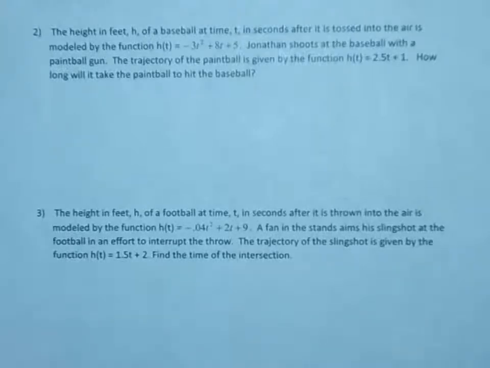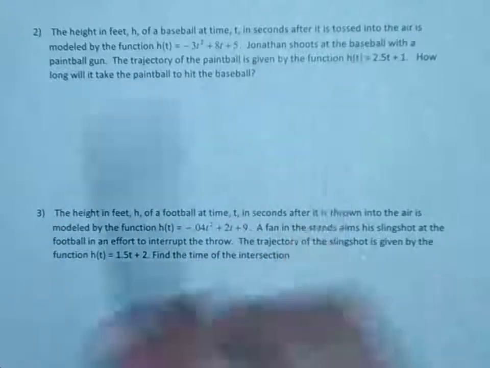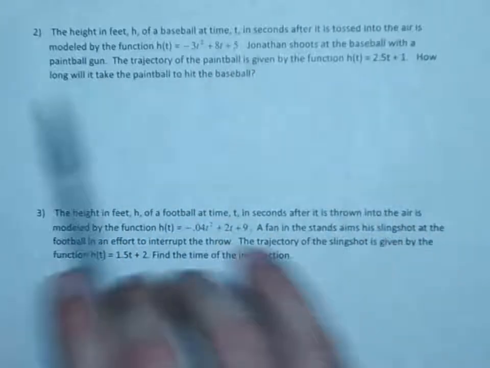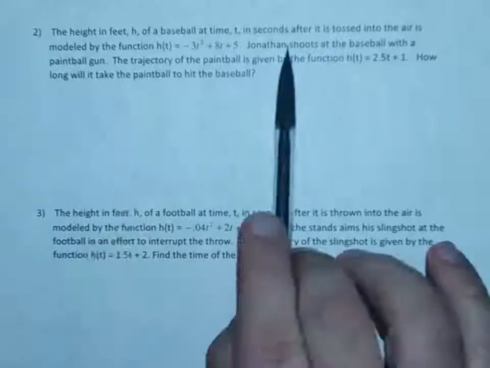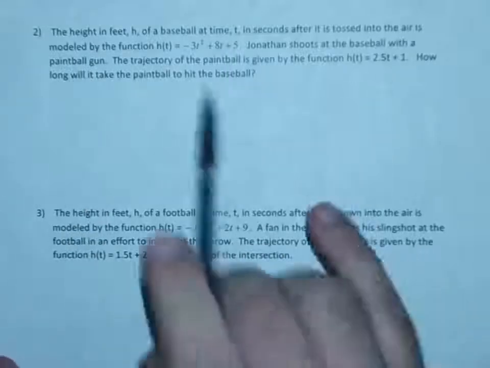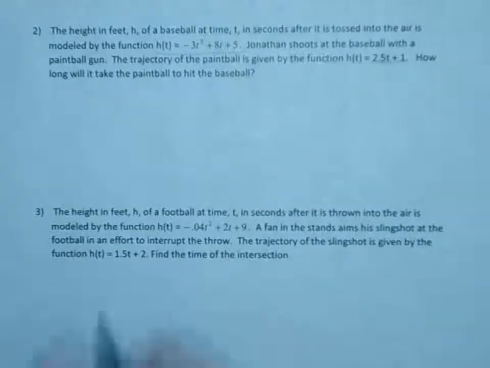So the first thing we have to remember is that when we're solving a system, what we're actually finding are the intersections of two different graphs, or where two equations are equal. Now I have this problem here, and it may look familiar because this is the same problem I did in a previous video. It talks about the height that a baseball is at a given time after it's tossed in the air, and it talks about this gentleman named Jonathan who's going to shoot the baseball with a paintball gun. The trajectory of the paintball is given by this equation. The trajectory of the baseball is given by that equation. And what we're going to do is solve this by hand.